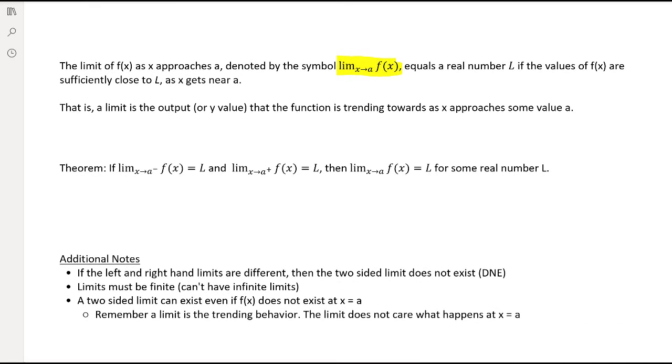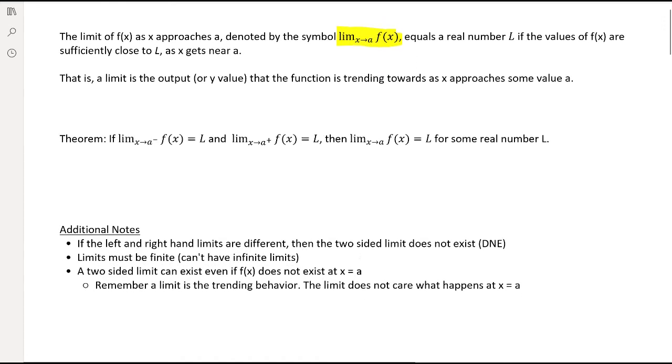Alright, so I know that's a mouthful, so here is kind of a plain English definition. That is, a limit is the output, or the y value, however you want to specify it. The limit is the output that the function is trending towards. Okay, so what is the output value? What's the y value that you're approaching as your x gets close to some value a? So when we get to the actual problems, a will be an actual real number.